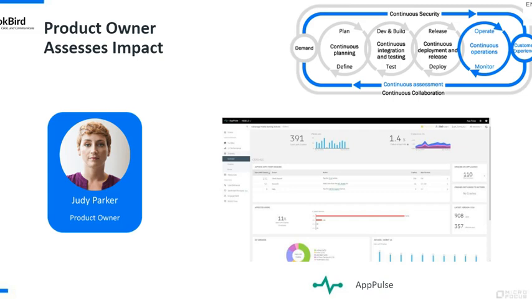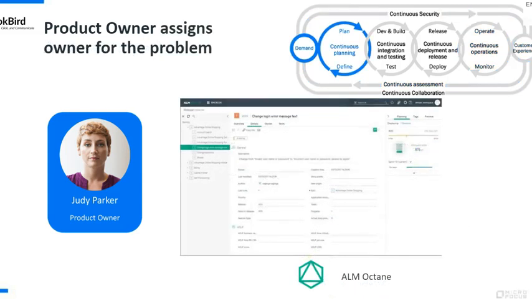At this point, we now have the product owner assigning an owner for the problem. The product owner is adding an item to the backlog and prioritizing it. The backlog itself is managed in ALM Octane, which manages the delivery lifecycle and provides visibility into the DevOps pipeline. The product owner also makes sure that there is an owner for this issue and that someone is going to take it on and implement the fix for it.